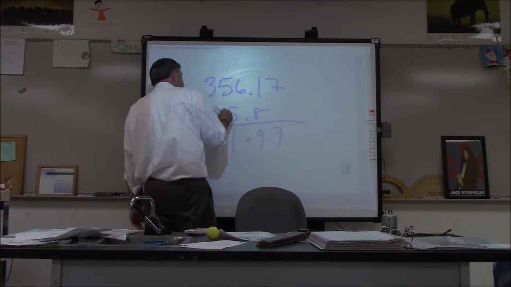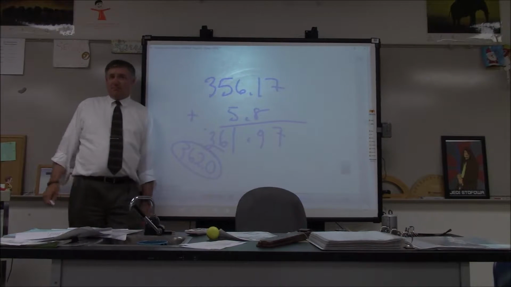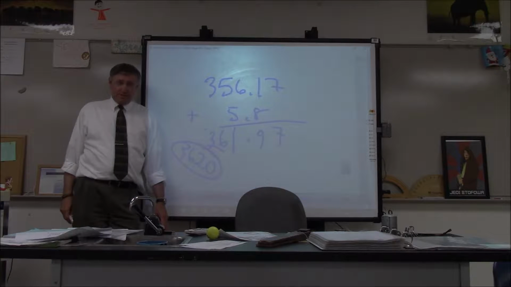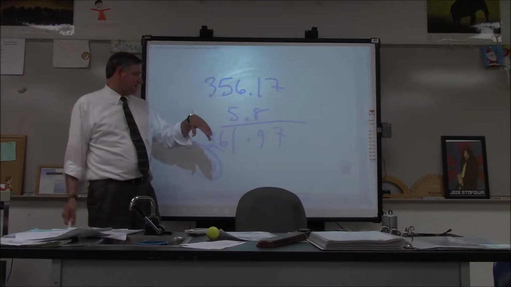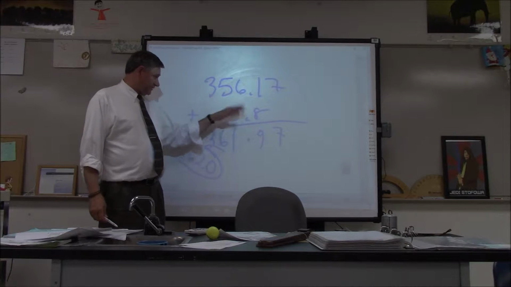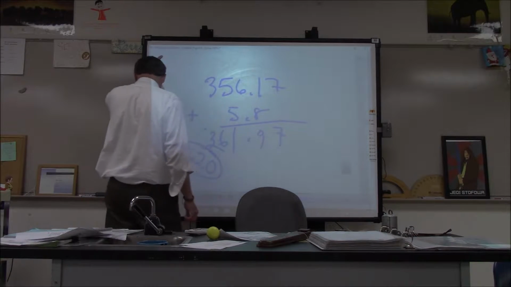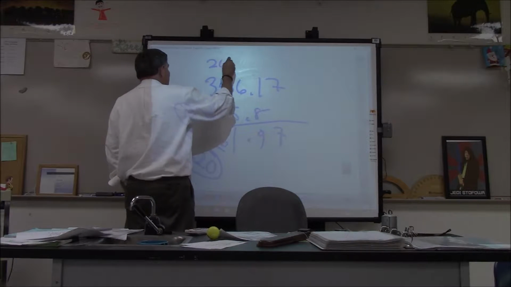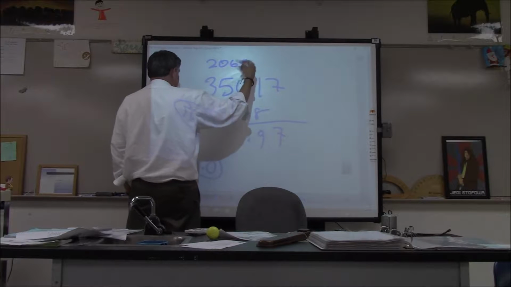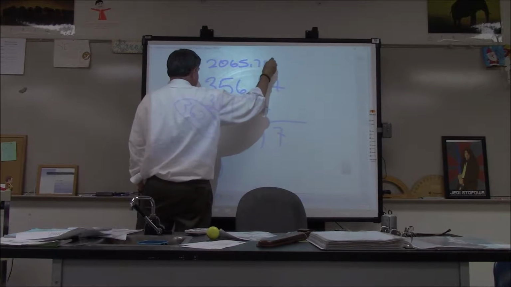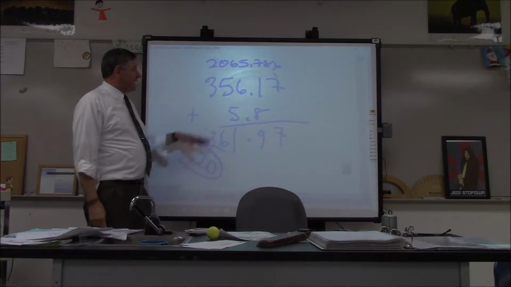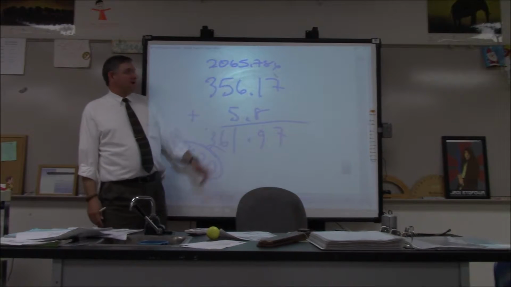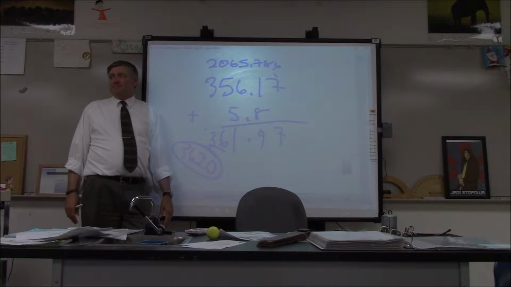Now, if I were multiplying these two numbers together, then how many significant digits could I have? 2. Okay, so somebody out of curiosity, take your calculator, tell me, take 356.17 times 5.8. 2065.0786, okay? Your calculator says this is the answer. You can only have 2 significant digits. So how are you going to write that answer with 2 significant digits?